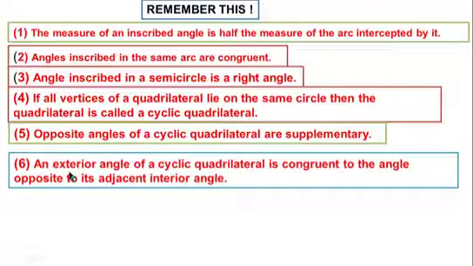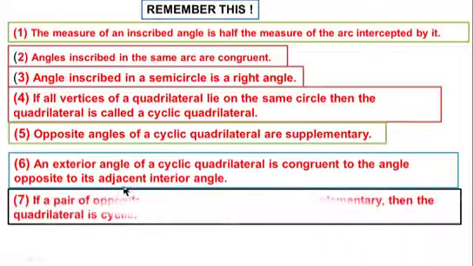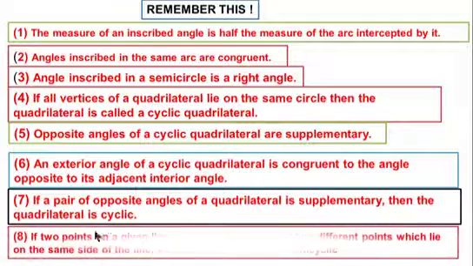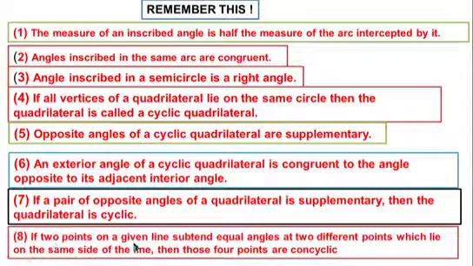6th, an exterior angle of a cyclic quadrilateral is congruent to the angle opposite to its adjacent interior angle. 7th, if a pair of opposite angles of a quadrilateral is supplementary, then the quadrilateral is cyclic. 8th, if 2 points on a given line subtend equal angles at 2 different points which lie on the same side of the line, then those 4 points are concyclic.